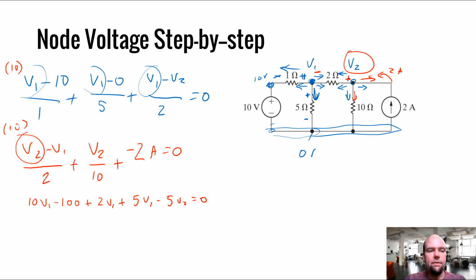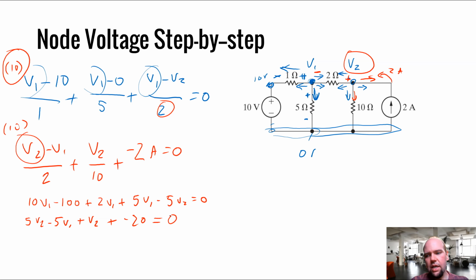You say, John, where did the 5 come from? That was 10. Remember, we're multiplying this whole thing through by 10. So 10 divided by 2 was 5. That's where the 5 came from. Okay, second one. We're also multiplying the second equation by 10. So we're going to get 5 V2 minus 5 V1 plus V2 plus, this is going to be negative 20 equals 0.